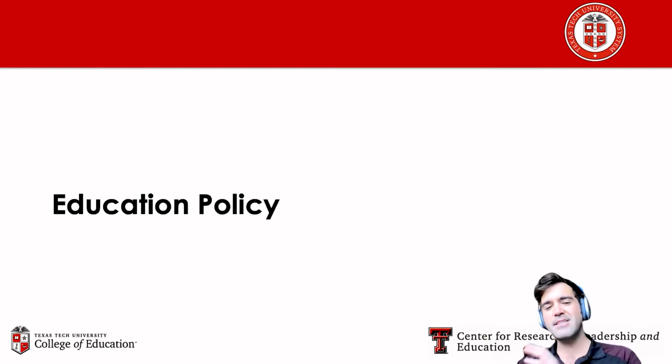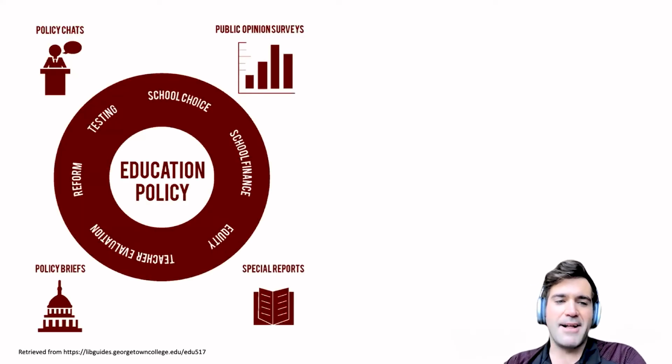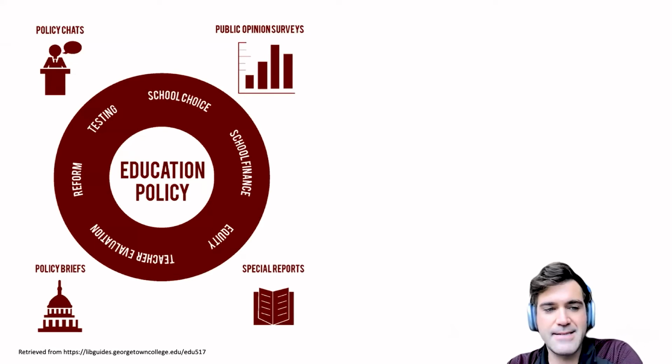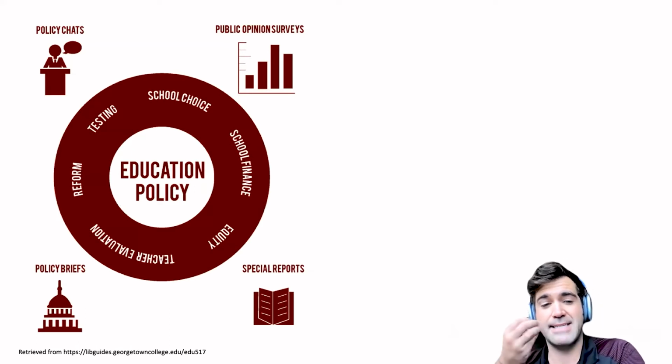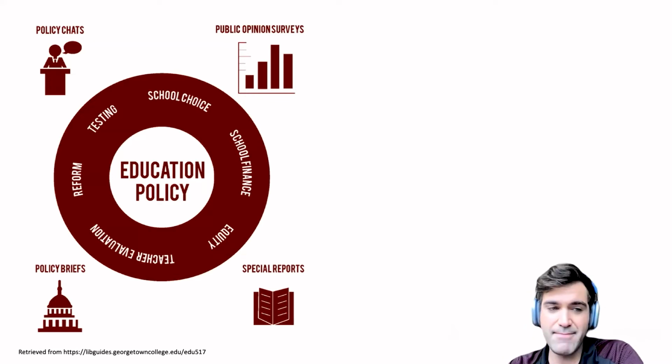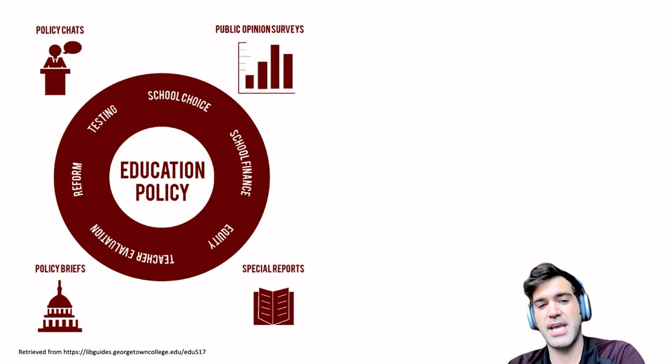But enough about me. Let's talk more generally about what education policy is and what educational policy research looks like. Education policy spans a variety of disciplines and includes a multitude of topics, including standardized testing, school choice, finance, equity, reform, teachers, and there are a variety of different stakeholders involved with education policy discussions. These include policymakers, politicians, public opinion, right? So thinking about voters, and special interest groups. All of these stakeholders in some way or another are involved in education policy.